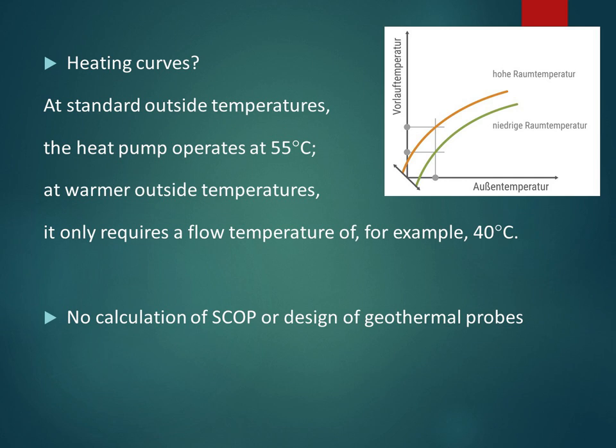A heating curve means that at standard outside temperatures, the heat pump operates at 55 degrees Celsius. But at warmer outside temperatures, it only requires a flow temperature of, for example, 40 degrees Celsius. Heating curves are often not considered, so the bivalence point often deviates from reality. Additionally, design software typically doesn't calculate the seasonal performance factor to assess economic efficiency, and usually provides no information on source dimensioning.